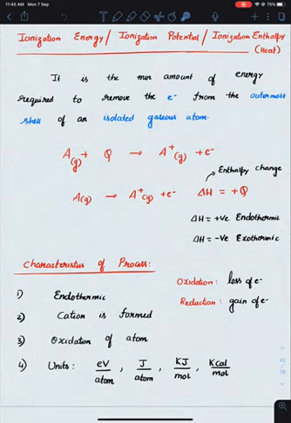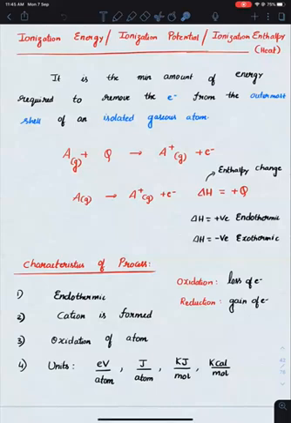As you are removing an electron, you need to supply energy in order to separate the electron from the attractive forces of the nucleus. Hence, the process will be endothermic. If you don't want to show the energy in the equation, you can show it as delta H. If delta H is positive, it represents an endothermic reaction. If delta H is negative, it represents an exothermic reaction.